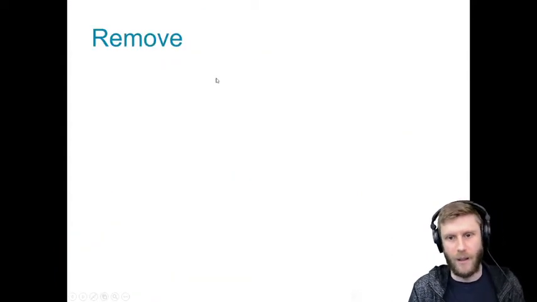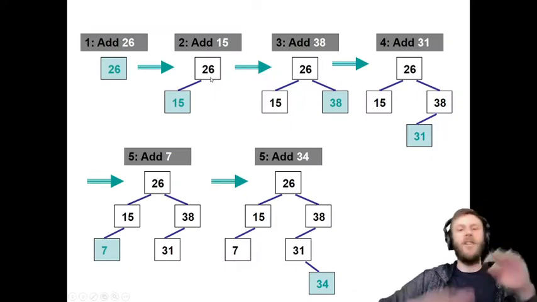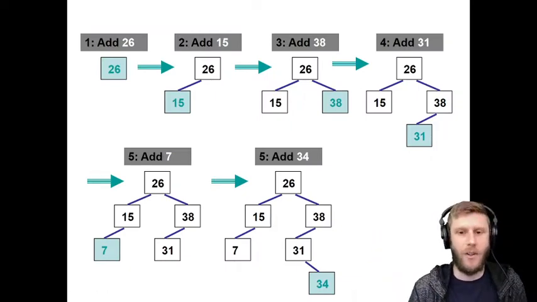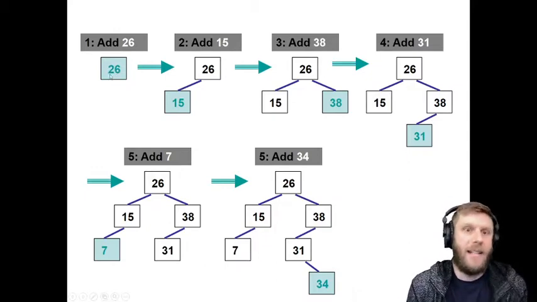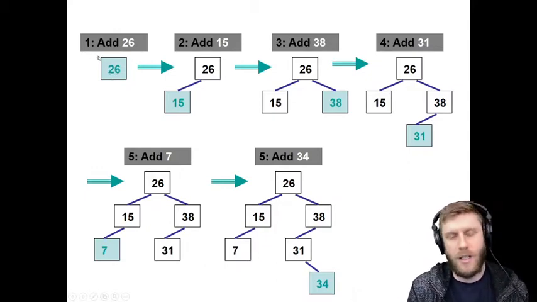Here's an example of us adding stuff to the tree. Add 26. Well, that's now the root of the tree because the tree started empty. Add 15, well, that goes to the left. Add 38, that goes to the right. 31 will go to the right, then to the left. 7: left, left, left. 34: right, left, right.